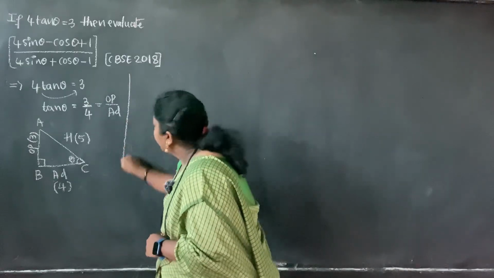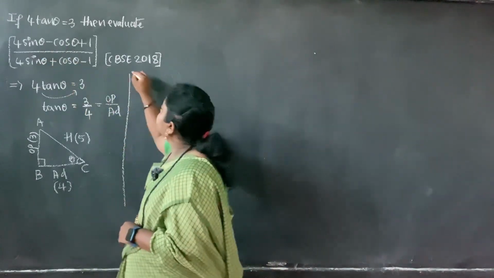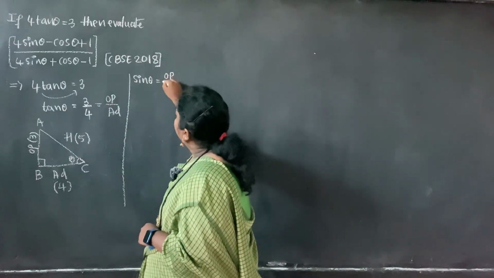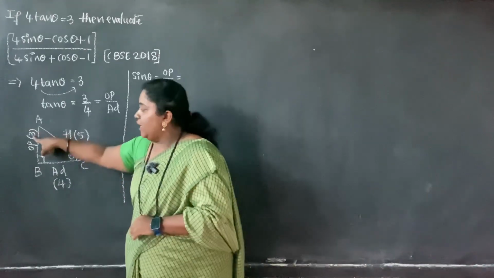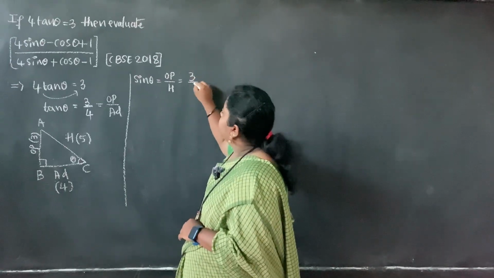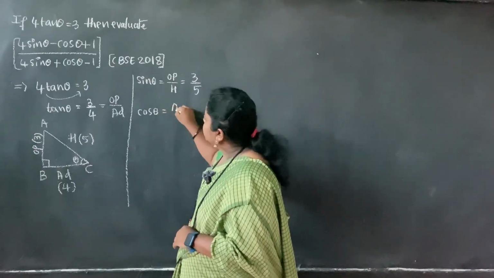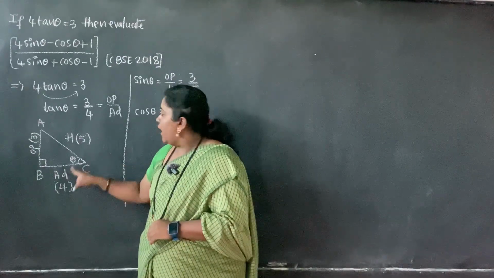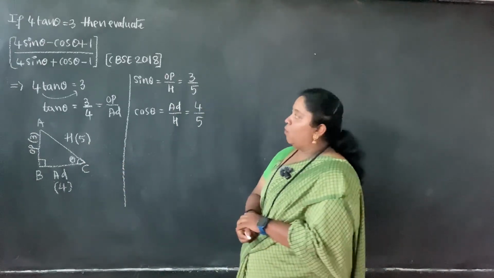Now, by using this diagram, let me calculate the required values, that is sin theta and cos theta. Sin theta is equal to opposite by hypotenuse. What is the opposite value? I have 3 and hypotenuse is 5. So I will have 3 divided by 5. Now cos theta is equal to adjacent divided by hypotenuse. Adjacent is 4 and hypotenuse is 5. So I will have 4 by 5. These are the required values.